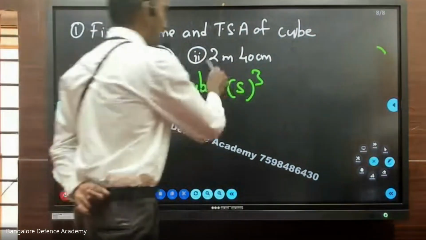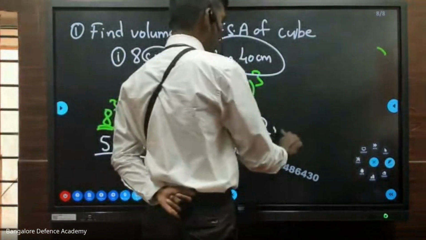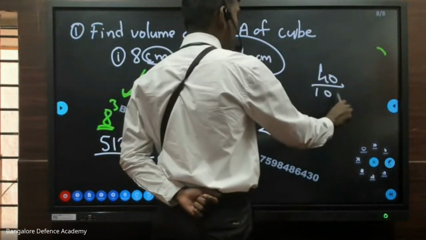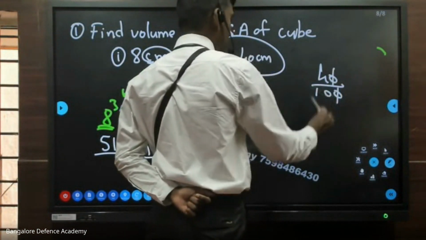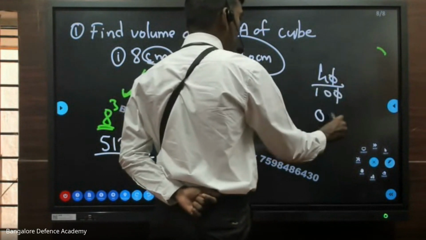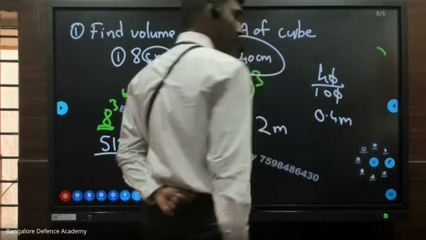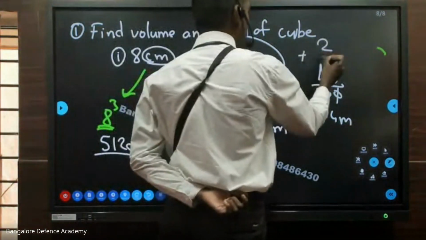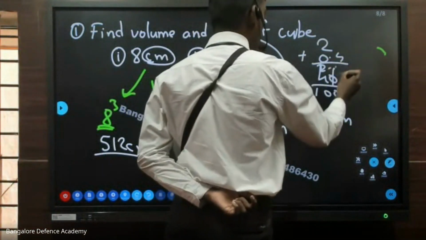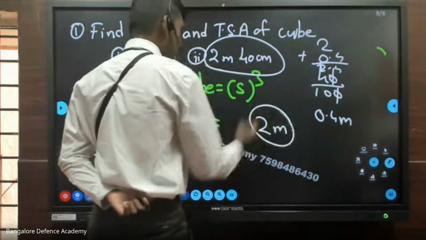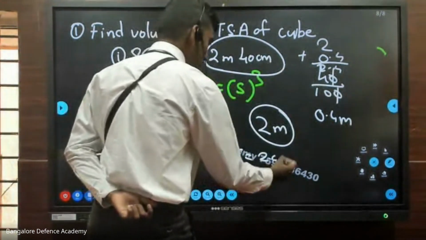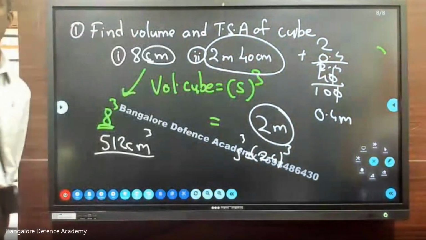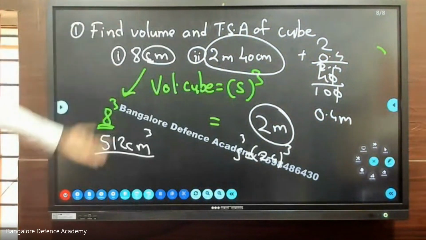Okay, remember this. Now here, this is 2 meter 40 centimeter. If I want to convert it, I divide by 100. The zeros cancel, so you get 4 by 10, or I can write it as 0.4 meter. Add this to 2: 2 plus 0.4 is 2.4. So here the side is 2.4. If you take the cube, you get the volume, and then you can find the total surface area also.